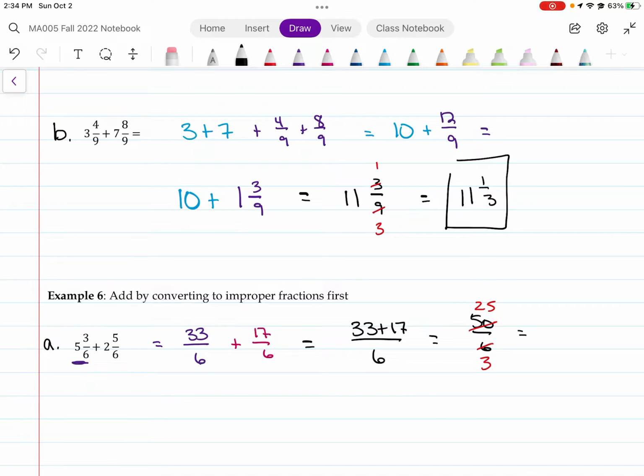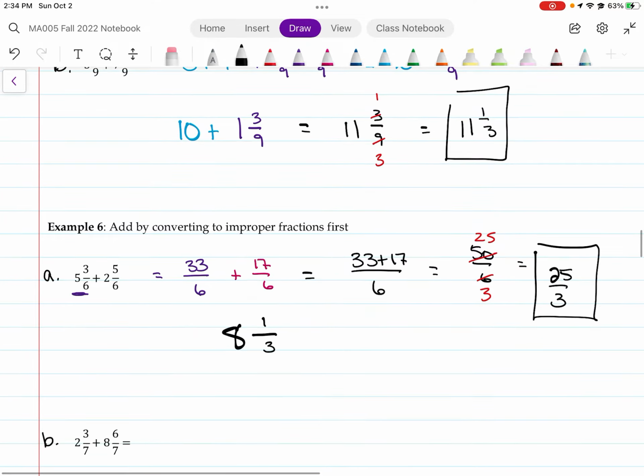But if you're going to put it as a mixed number, so this is 25 thirds. How many times does 3 go into 25? 8 times. 8 times 3 is 24. What's left over? 1. 8 and 1/3. So either one of those is a fine answer. I prefer that one, but you just got to watch what you're asked for.